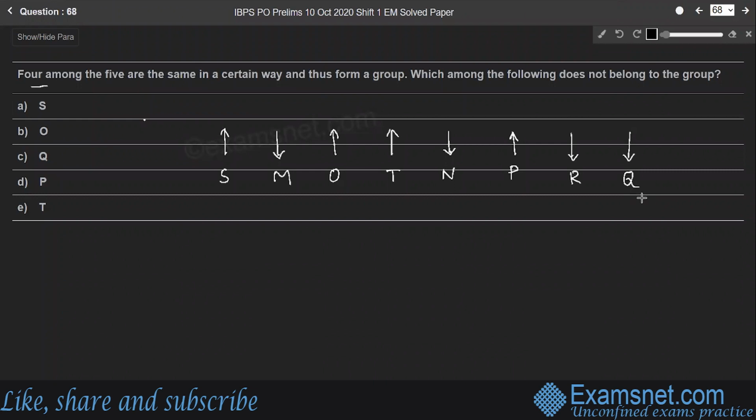Question 68. 4 among the 5 are the same in a certain way and thus form a group. Which among the following does not belong to the group? Here, the first student is facing north and O is also facing north. Q is facing south and P is facing north. Student T is also facing north. Except Q, all are facing north. Therefore, Q is the odd one, so Q doesn't belong to the group.